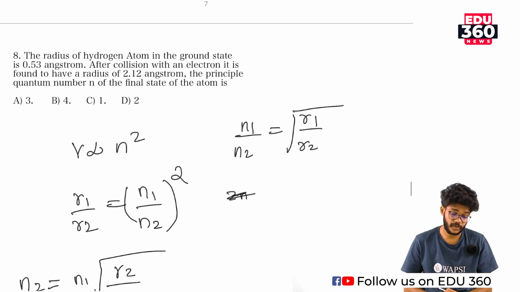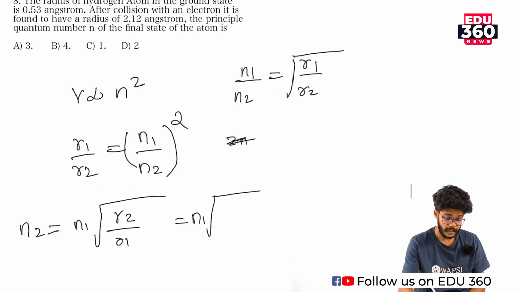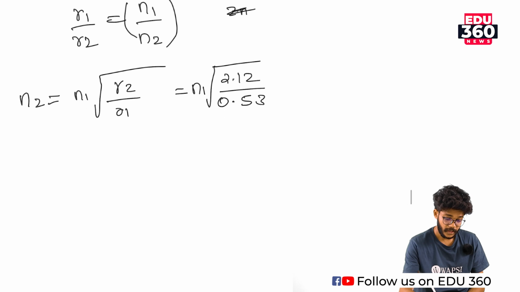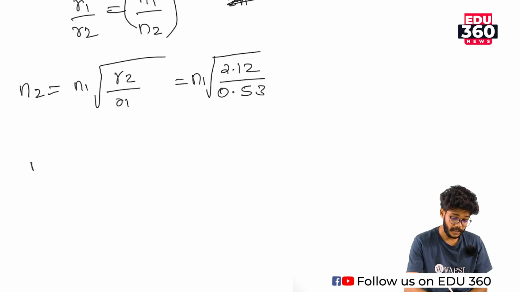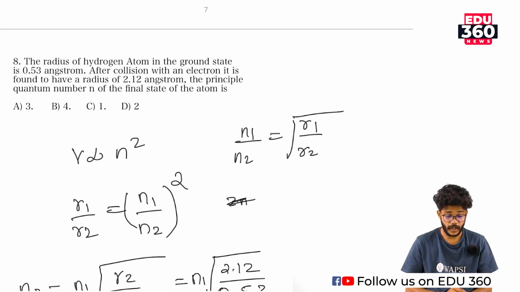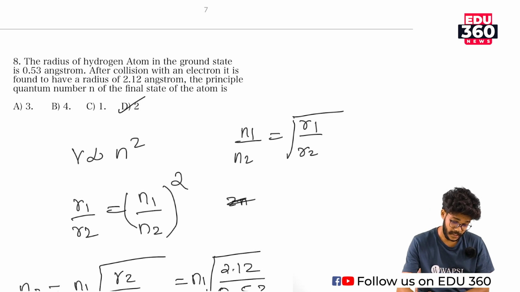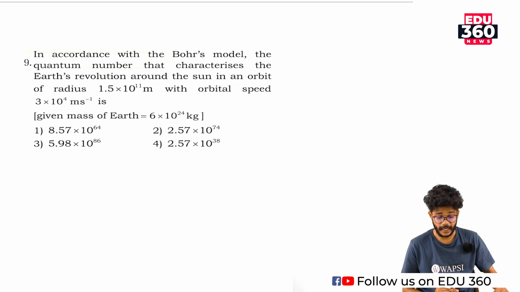r2 is 2.12, so multiply n1 into root of 2.12 divided by 0.53. 2.12 divided by 0.53 is 4, root 4 is 2, so n2 is equal to 2 n1. n1 is in the ground state, that means 1, so 1 into 2 is 2. So option D is the correct answer for the 8th question. And we can move to the 9th question.